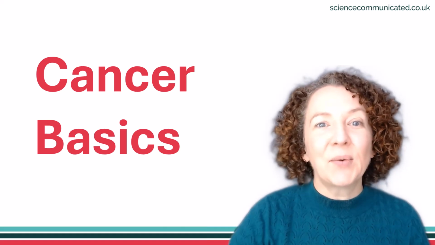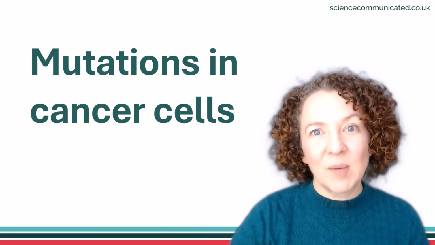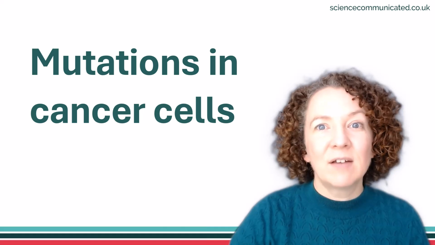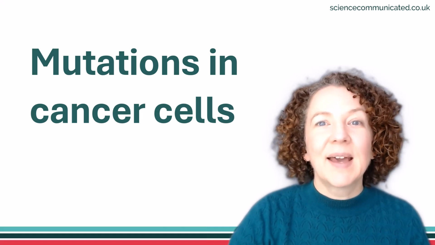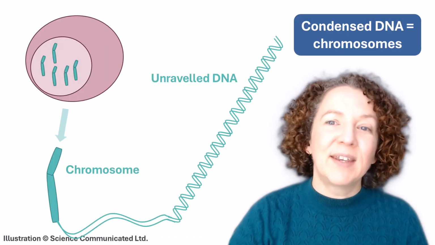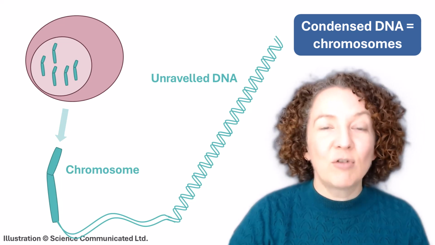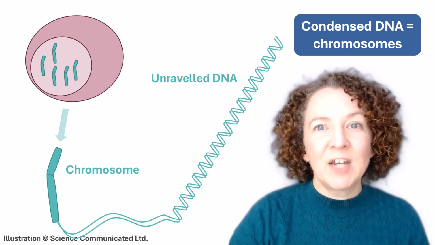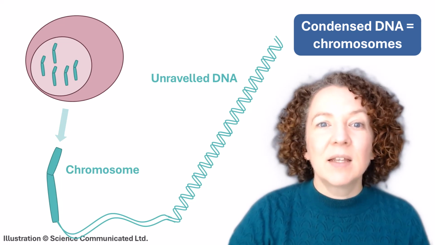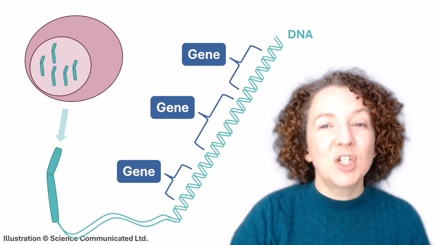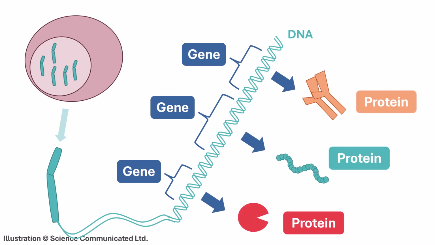In this video, I'm going to describe some of the types of DNA mutation found in cancer cells. As in many of my other videos, I'll start here. Our cells contain chromosomes. Chromosomes are made from condensed DNA. That DNA contains genes, and the genes are the instructions for making proteins.